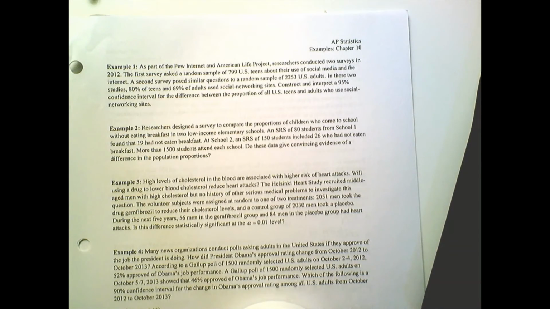Our final example, example 4, focuses on just a comparison of President Obama's approval rating from the year 2012 through 2013. I wanted to look and see what was the change in his approval rating over that period of time. It was done through two simple random samples of 1,500 individuals in the months of October of 2012 and 2013. In 2012, there was a 52% approval rating, a 46% approval rating in 2013. And what you were asked to do is just build a 90% confidence interval for that change in approval rating. It's a multiple choice question.